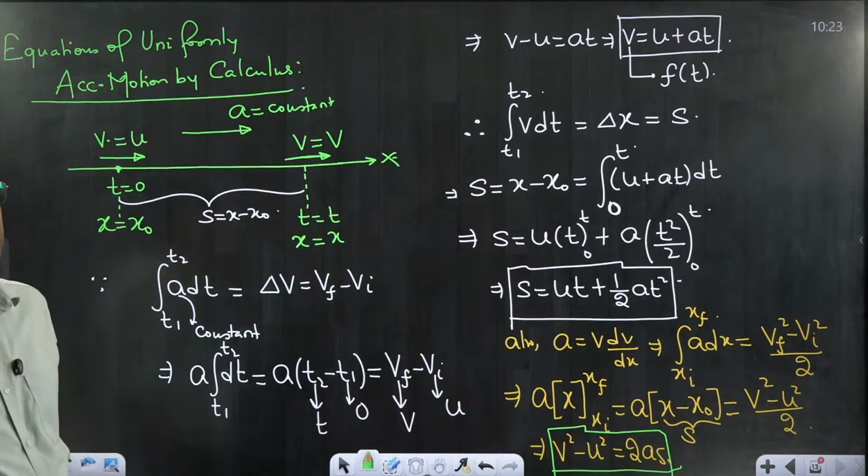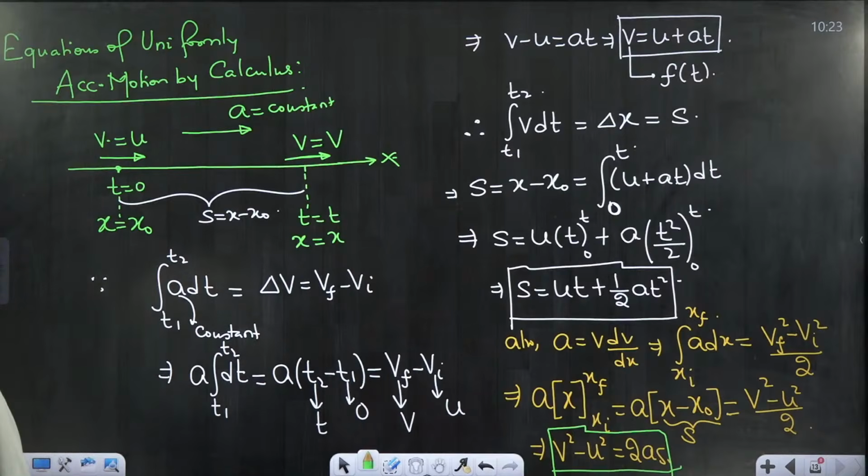So all the three equations we have derived using calculus. If acceleration is constant, then s is equal to ut plus half at square. How did we get this? Simply by integrating velocity with respect to time. If we integrate acceleration with respect to time, we get v equals u plus at. And integrating acceleration with respect to position x, we get v squared minus u squared is equal to 2as.